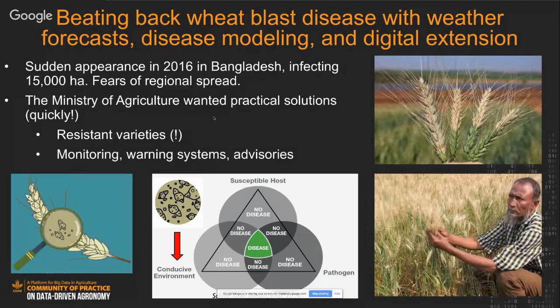And one way that we're doing that, we're working now on wheat blast disease, which had a sudden appearance in Bangladesh in 2016, affected quite a large area of Bangladesh. The Ministry of Agriculture in Bangladesh was initially quite angry with CIMMYT and sort of said, we have this massive disease problem. We need very quickly resistant varieties to fix it. We need monitoring systems. We need warning systems for farmers. What are you going to do about it? How are you going to help us?